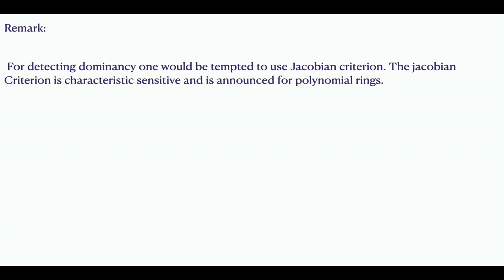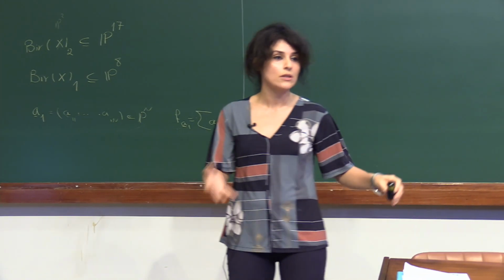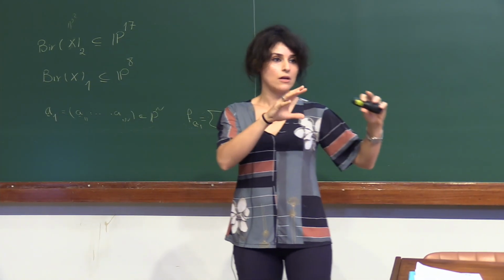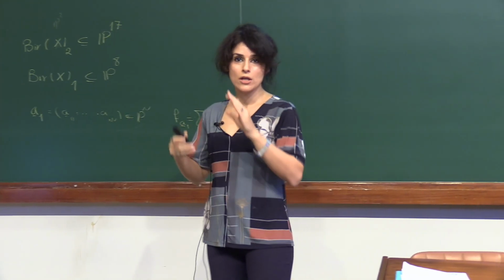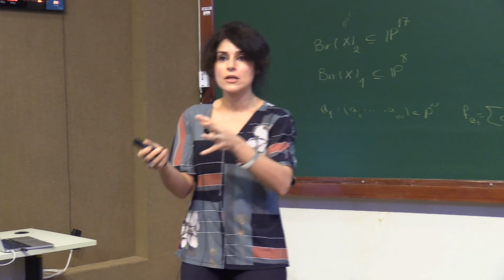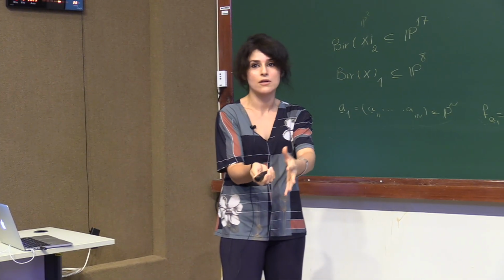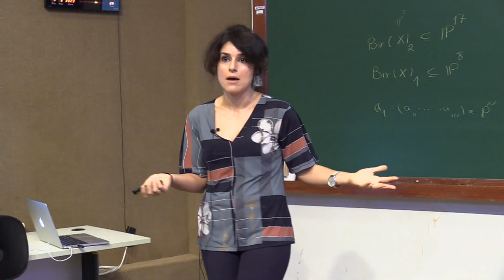About dominancy: one can use the Jacobian criterion to detect the dominancy of a map. It means that you consider the Jacobian matrix and its rank. If the rank of the Jacobian matrix is exactly equal to the dimension of the image of the rational map, then we have a dominant map.